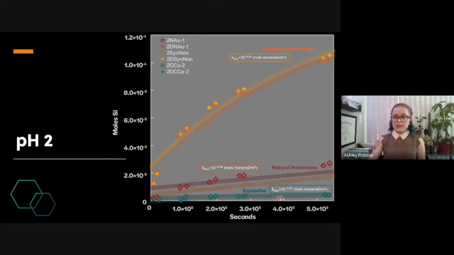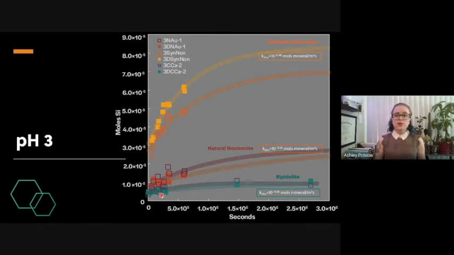Another interesting thing is that rhypidolite, although it is putting significantly less silica in solution, is still dissolving much more quickly than the other two minerals. Again, that's because the surface area is a lot smaller. If we had a surface area closer to the non-ternite, we would probably have a dissolution rate much closer to the natural non-ternite rather than being faster than the synthetic non-ternite.